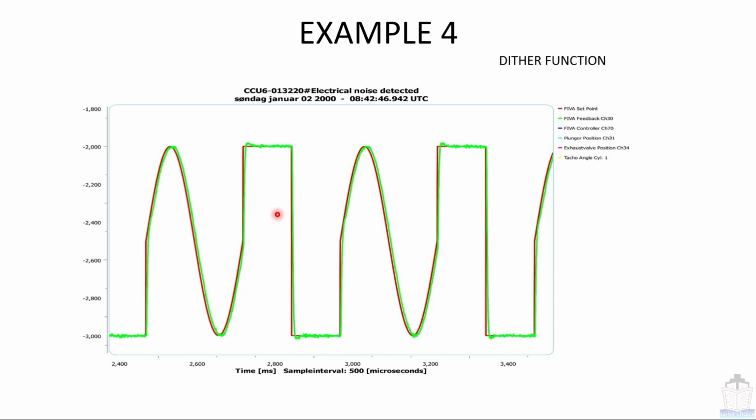In this graph you can see the alarm is electrical noise detected. The FIBA set point is in zigzag form, but FIBA channel 30 is following exactly the set point. That means there is nothing wrong with FIBA channel 70 as well as FIBA channel 30. So we can rule out that FIBA is sticking. That means the main spool is not sticking.